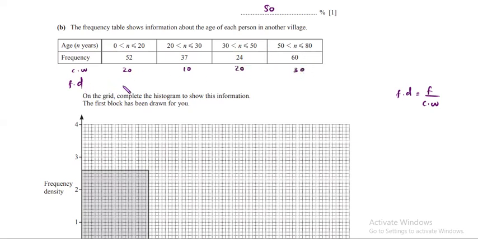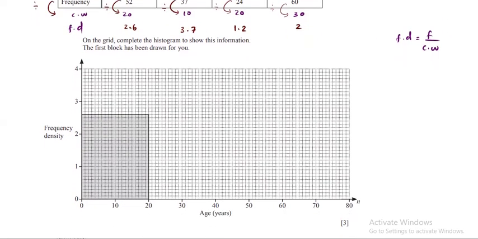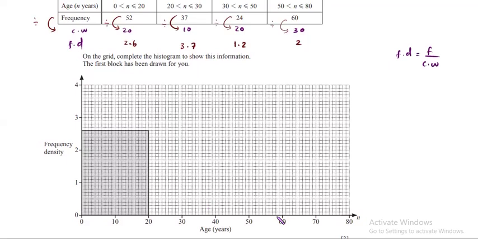And now the frequency density is found by dividing the frequency by the class width. So this 52 should be divided by 20, that is equal to 2.6. 37 divided by 10, that's 3.7. 24 divided by 20, that is going to be equal to 1.2. And then 60 divided by 30, that is equal to 2. So this way we can find the frequency density. Now that we know the frequency density, we can now draw the frequency histogram given to us.